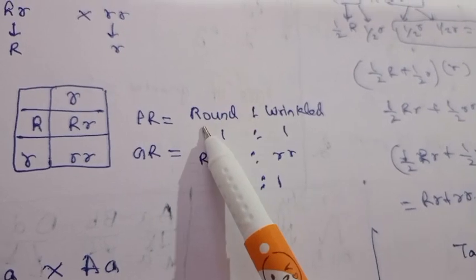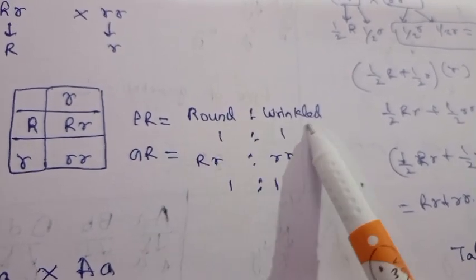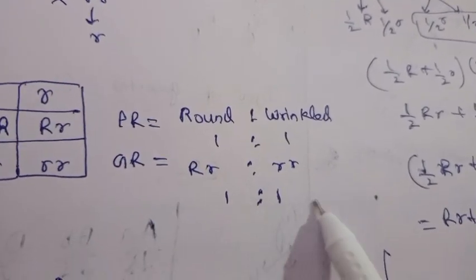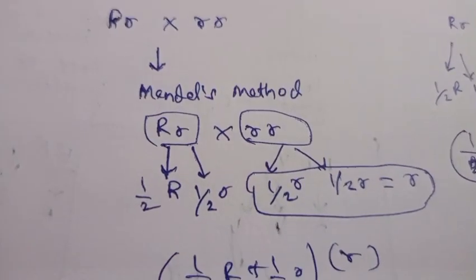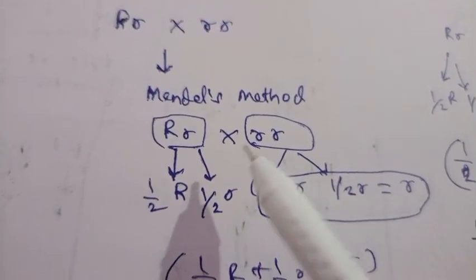So round is phenotypic ratio is 1 is to 1 and genotypic ratio is 1 is to 1. Here we can see some more examples of the mathematical form.